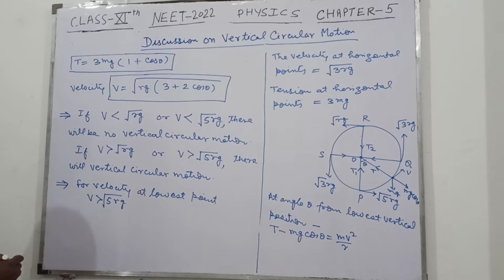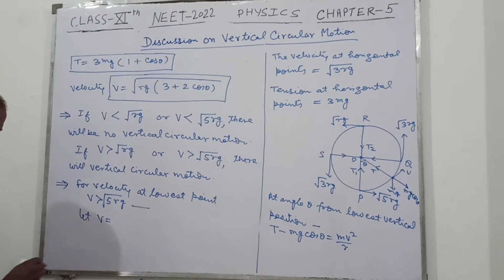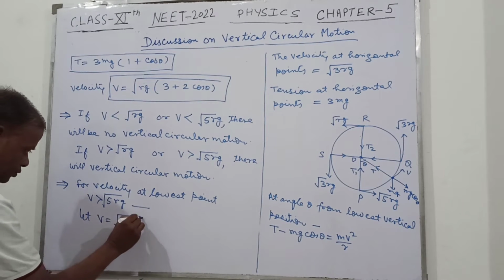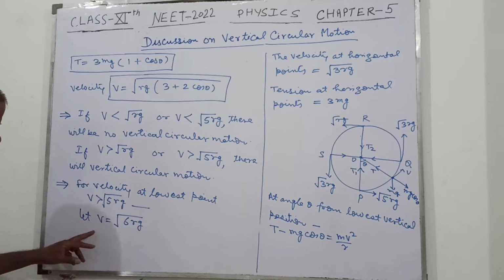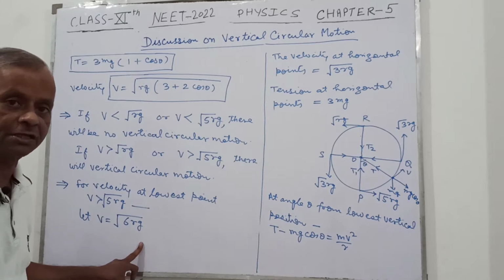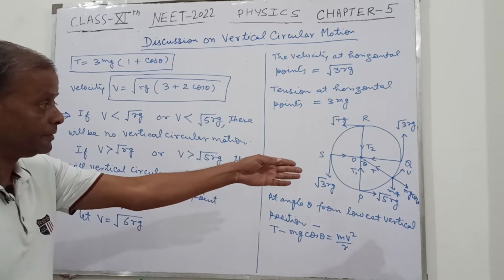So what do we assume? Let this v be equal to square root of 6 rg. We assume this. Now this is equal to 6 rg. Then what will be the tension and what will be the velocity?